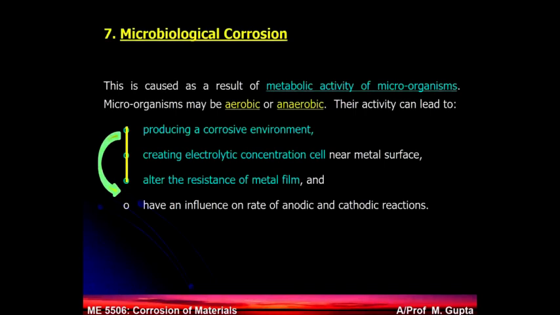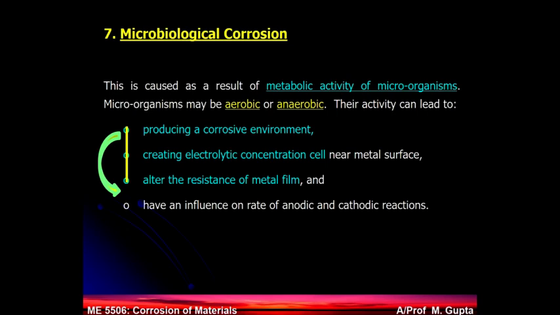Then we have microbiological corrosion. The biological organisms that we cannot see with our unaided eye. So you need a microscope or magnifying lens or maybe some other kind of magnification procedures to see these organisms. Bacteria are the example. You can have two types of bacteria, aerobic and anaerobic. Aerobic are the ones which need oxygen to survive. Anaerobic are the ones which do not need oxygen to survive.